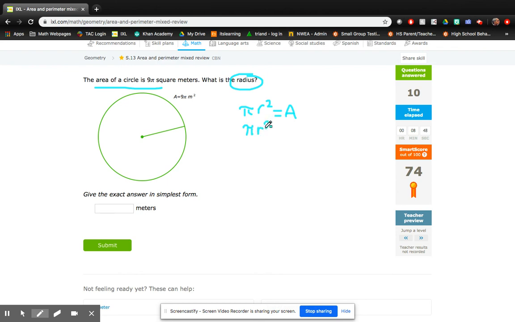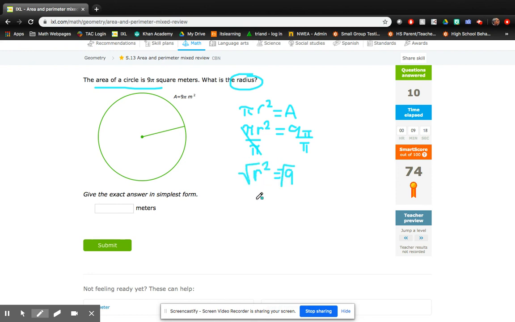The only thing we do know in this problem is that the area is 9 pi. So we would just plug 9 pi in, and then we would divide by pi. And that would give us that radius squared is going to be 9. And so then you're thinking, what can I multiply by itself to get 9? And I hope you're thinking 3, but remember there's an algebraic way to solve for this.